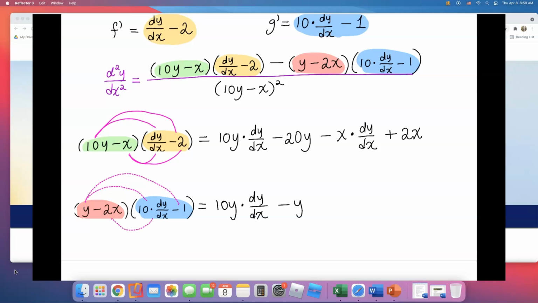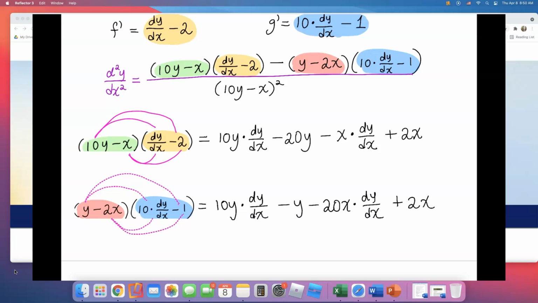Next, negative 2x. Let me circle this. I'm multiplying this times that. Negative 2x times 10 dy dx. What's that going to be? Negative 20x dy dx. And lastly, I am multiplying negative 2x times minus 1. And that is plus 2x.